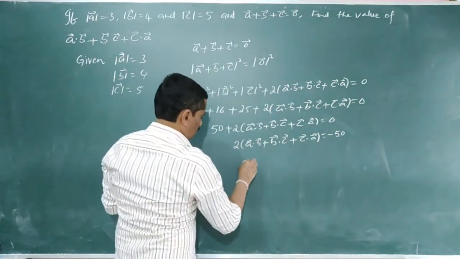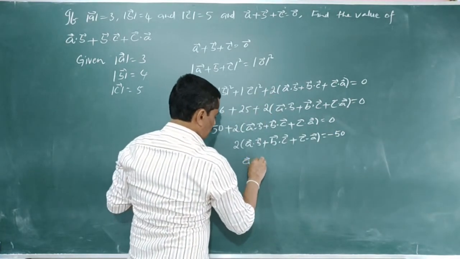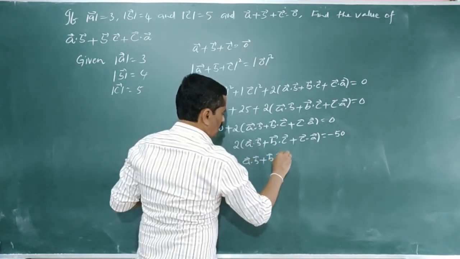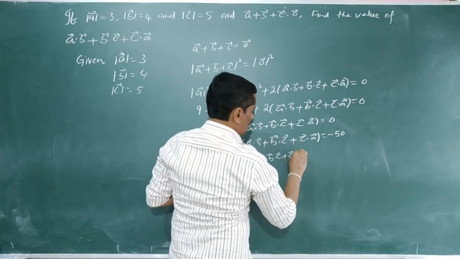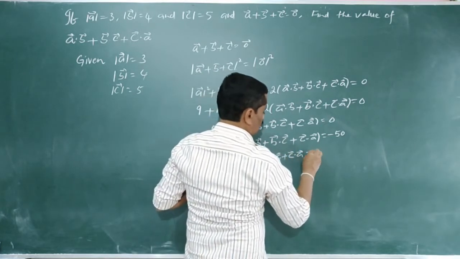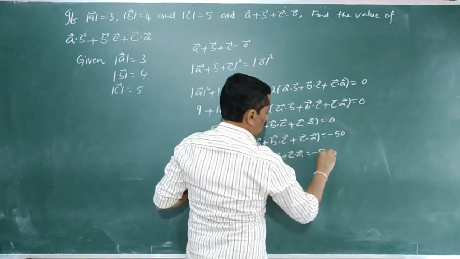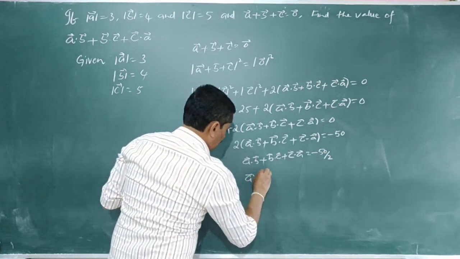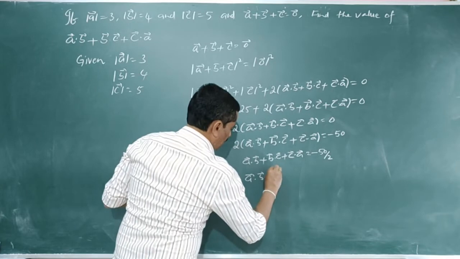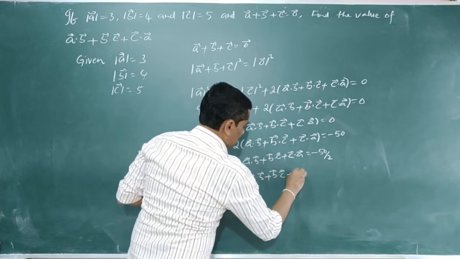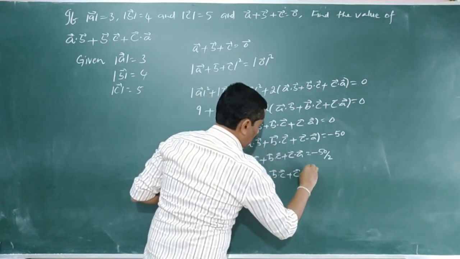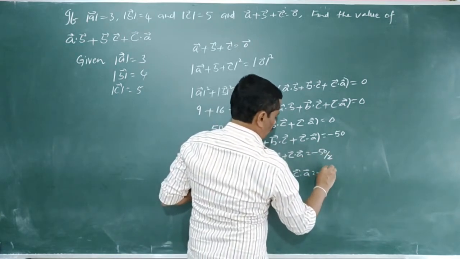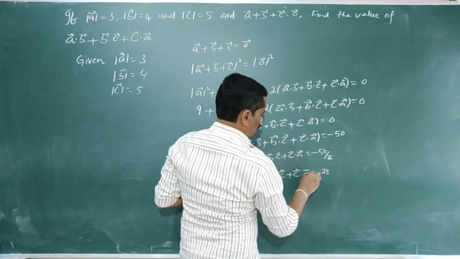Therefore a bar dot b bar plus b bar dot c bar plus c bar dot a bar is equal to minus 50 by 2, which is minus 2 fives are 25, so minus 25.